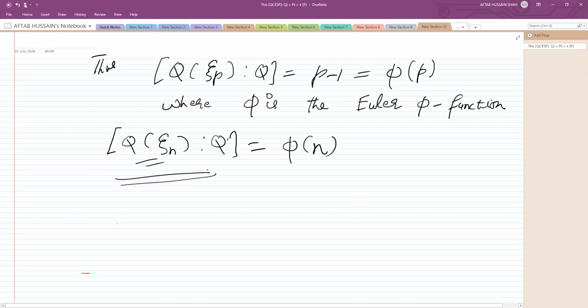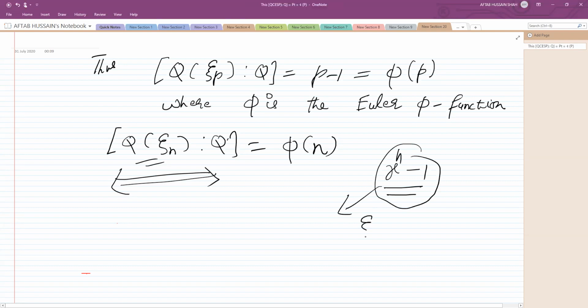Maybe we would do it later on, because we don't have a mechanism here to show that this polynomial is actually the minimal polynomial of this primitive nth root zeta n. Later on we would devise a mechanism which would show the minimal polynomial of zeta n. Not this exactly, but some other polynomial would be. We would do it later on in detail.